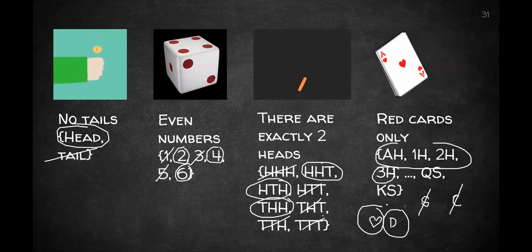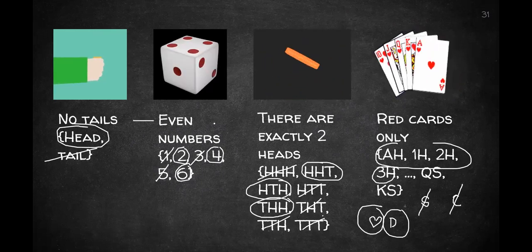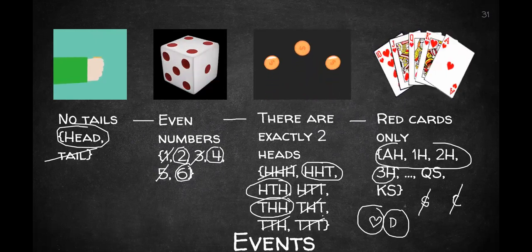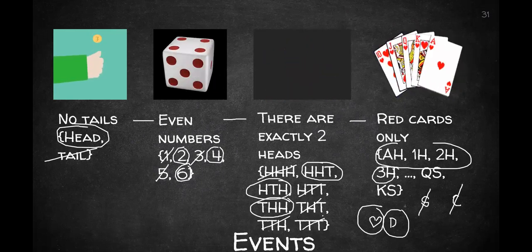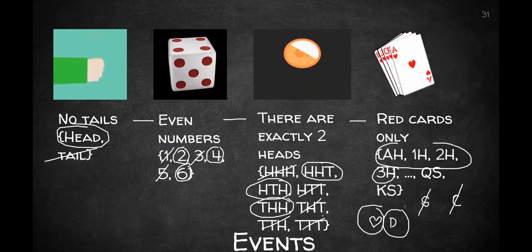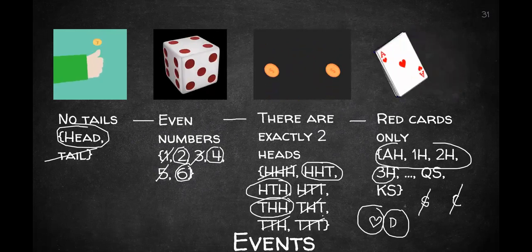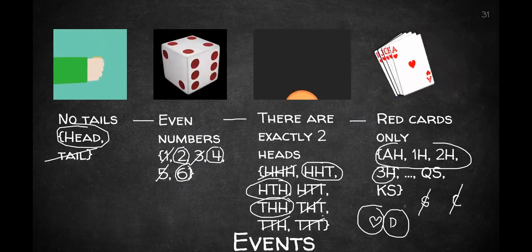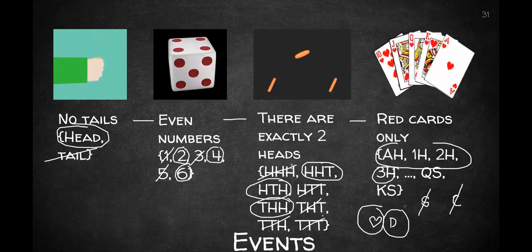Okay, now what are these things? Ito yung mga gusto kong mangyari. Or, these are what we call events. Okay? The event of not having a tail in a toss coin. The event of getting even numbers. The event of getting exactly two heads. And the event of getting red cards only. Okay, ito yung mga gusto kong mangyari.